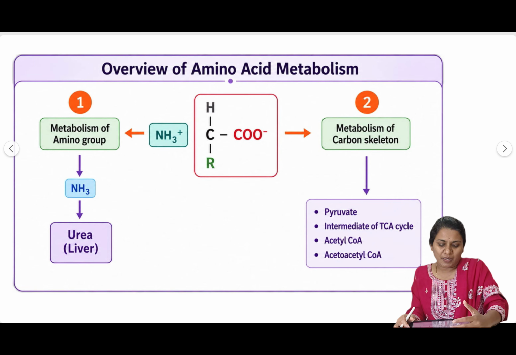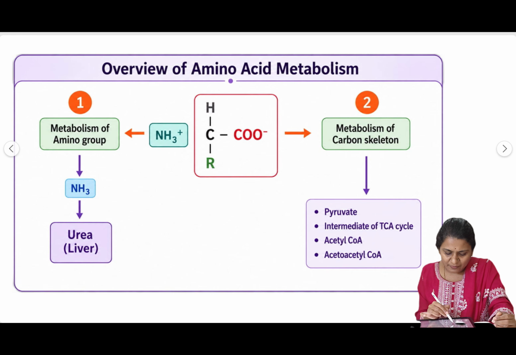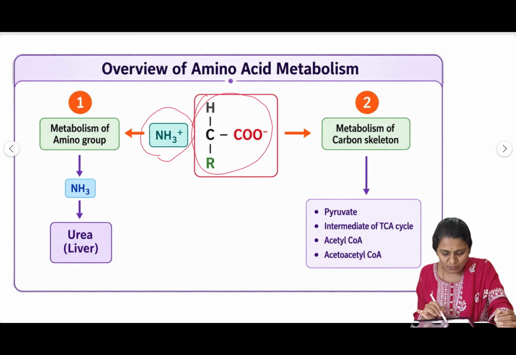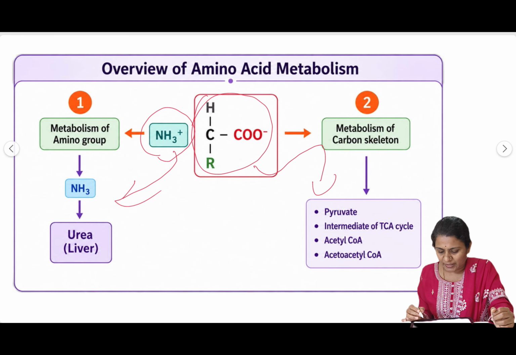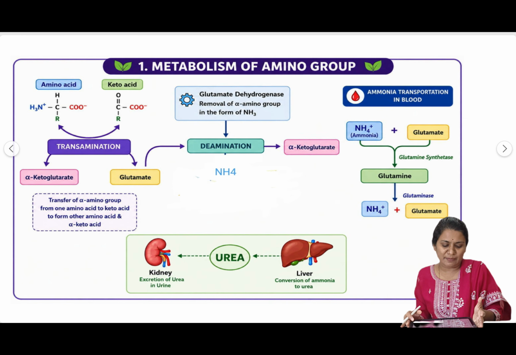Now coming to amino acid metabolism. This is the structure of an amino acid where you have an amino group and a carbon skeleton. So during metabolism, what is going to happen? The ammonia is removed and the carbon skeleton is transported for further processing. For example, this carbon skeleton can be converted to pyruvate. It can also be converted to intermediate compounds of the Krebs cycle. It can be converted to acetyl-CoA and acetoacetyl-CoA. So this is an overview of amino acid metabolism.